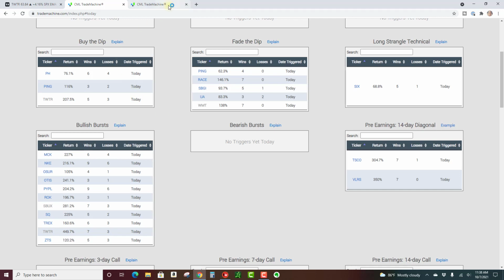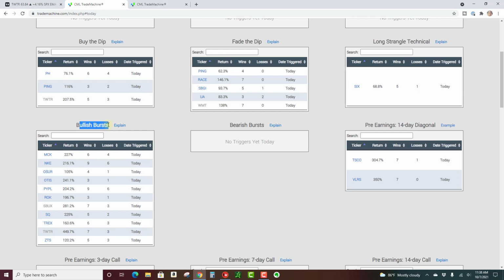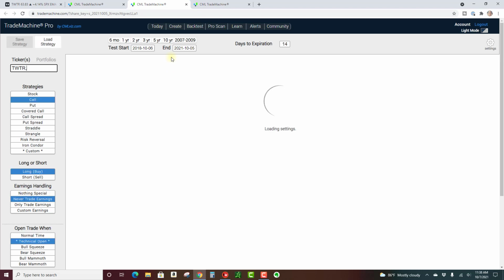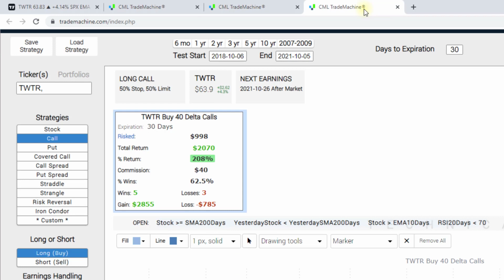So we just looked at the buy the dip indicator. So let's go ahead and look at the bullish burst signal, which is a little bit different. But again, it's also telling us that Twitter is experiencing this technical setup. So again, I go over here. So remember the first one, 62% win rate, 30 days to expiration. And you're buying Delta 40 calls, 50-50 stop and target.